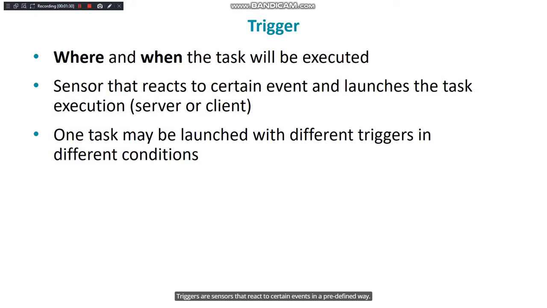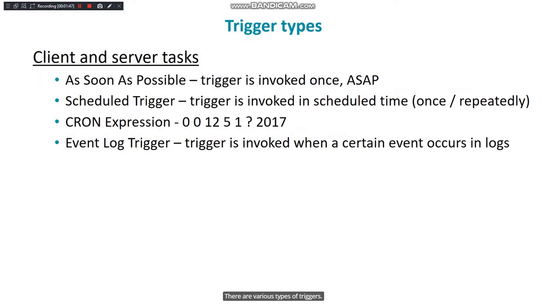Triggers are sensors that react to certain events in a predefined way. They are used to execute an action, to run a task for client or server. One task can be launched by different triggers in different conditions. There are various types of triggers. The As Soon As Possible trigger executes the task immediately. In case of client tasks, it is immediately after the EM agent receives information from the server.